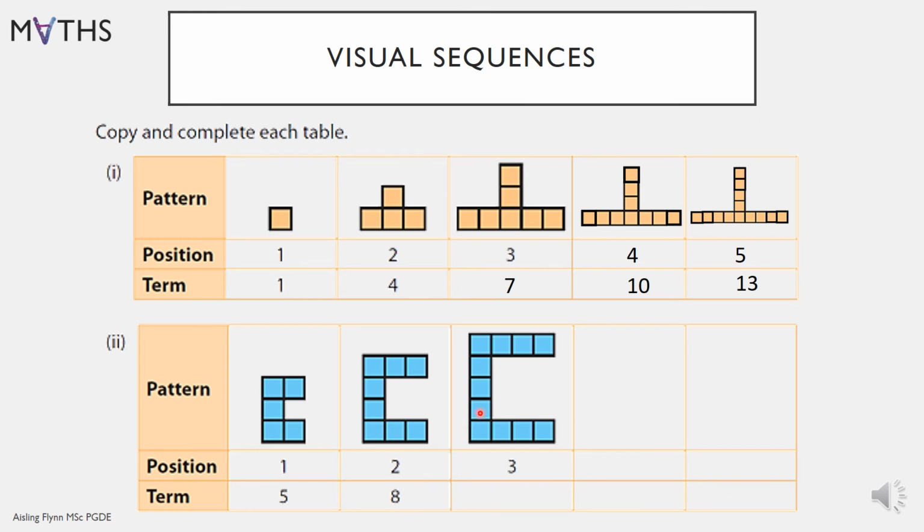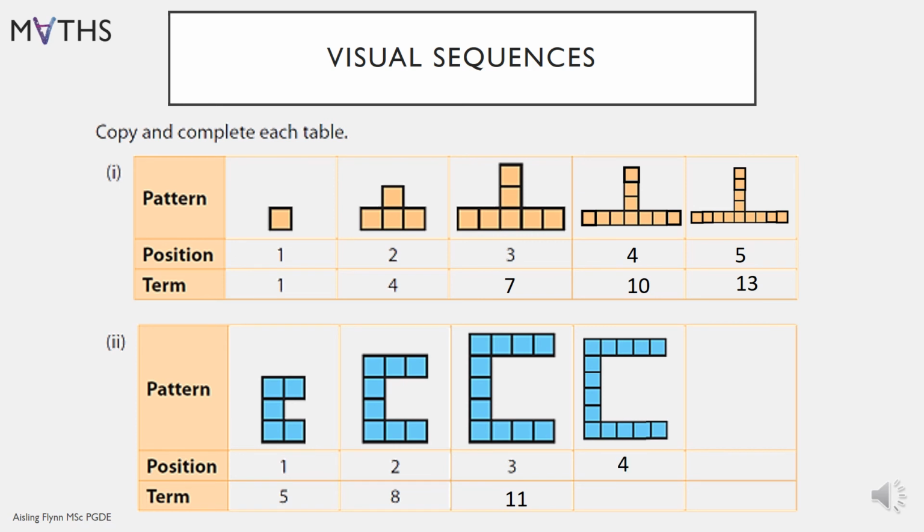Let's check that we've got the pattern by seeing does the same thing happen over here. So we had 2 in the middle here, now we have 3, so 1 extra. We had 3 on top, now we have 4, and the same on the bottom. So yes, there's 3 extra squares here, so that brings the 8 up to 11.